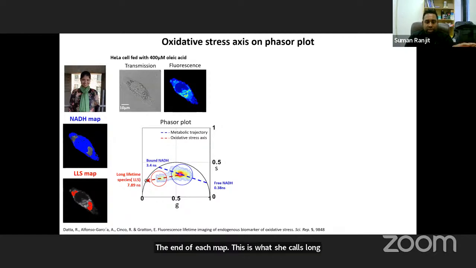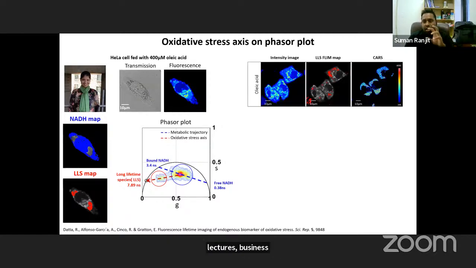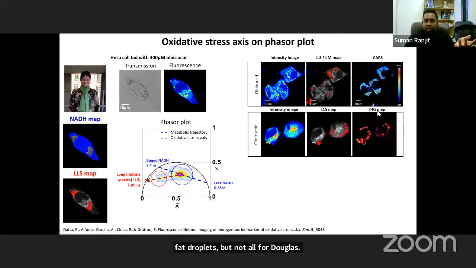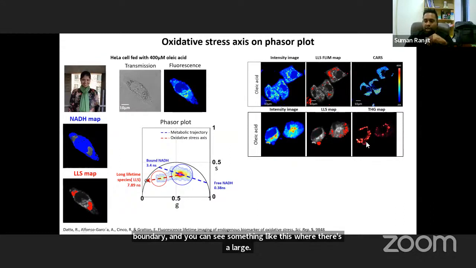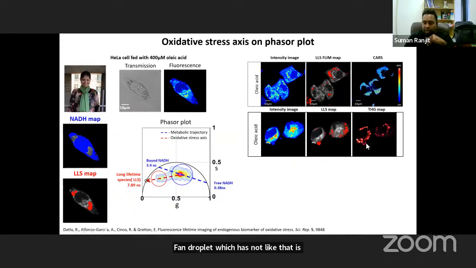And what she did then, she took the same cells and she did long lifetime maps, and she did CARS, coherent anti-Stokes Raman spectroscopy, to look at that. What she showed is these droplets are coming from fat droplets, but not all fat droplets have this long lifetime species. She did third harmonic generation, which looks at the boundary between refractive indexes and is very good at fat droplet boundary. And you can see something like this, where there's a large fat droplet, which has long lifetime, is the same area which has a third harmonic signal.